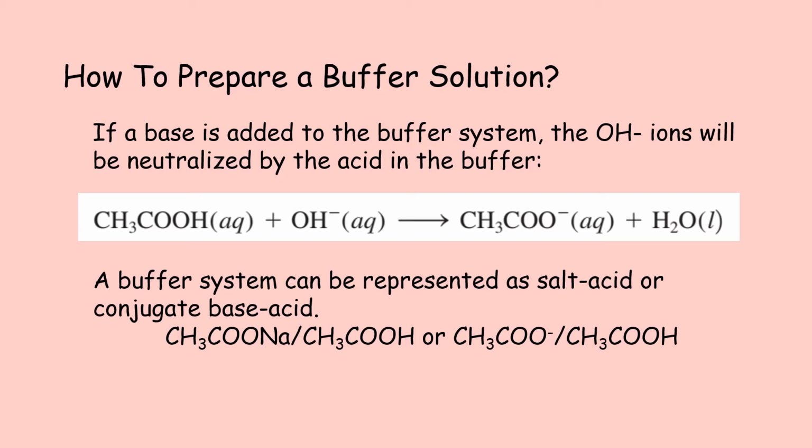And in general, a buffer system can be represented as salt/acid or conjugate base/acid. Thus, the sodium acetate-acetic acid buffer system that we have discussed can be written as follows. So it can be written this way. We can have the sodium acetate-acetic acid buffer system, or we can indicate the common ion, which is the acetate ion-acetic acid buffer system. Either way, both are correct.